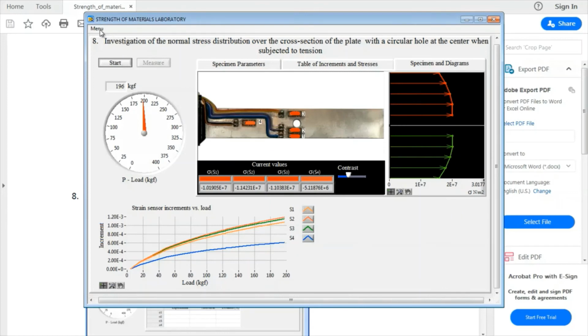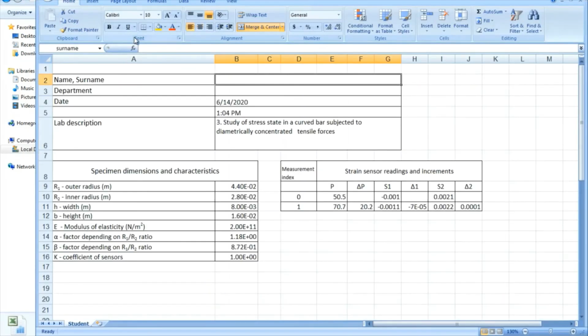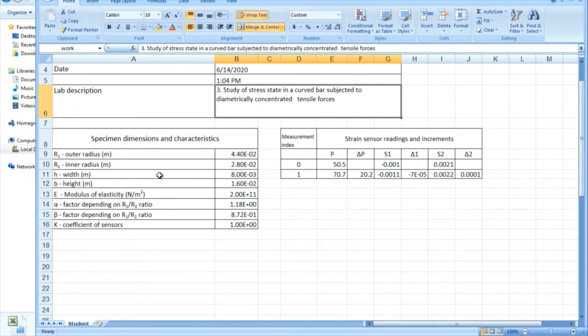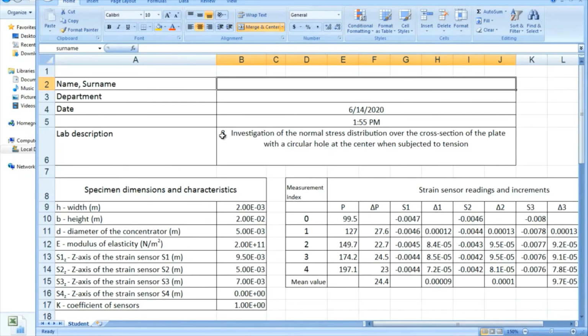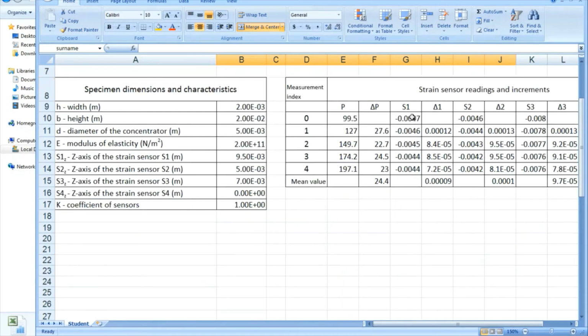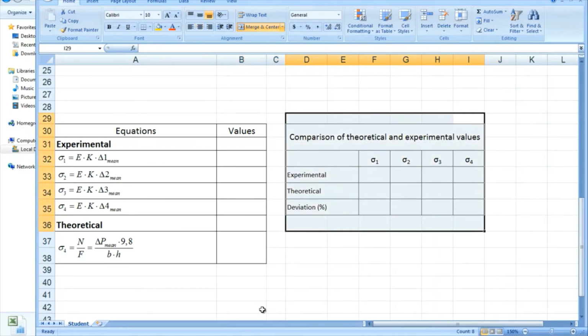If I want to save this result, I go to menu and save. An Excel sheet will automatically be created in this file. Yes, this one. Double click. Yes, so we'll have our data. No, not this one. Let me cancel this and open the other file. Yes, experiment number 8, investigation of normal stress distribution over the cross section of the plate. And you have our data, our readings, and a table for calculating equations, and a table to summarize the results.